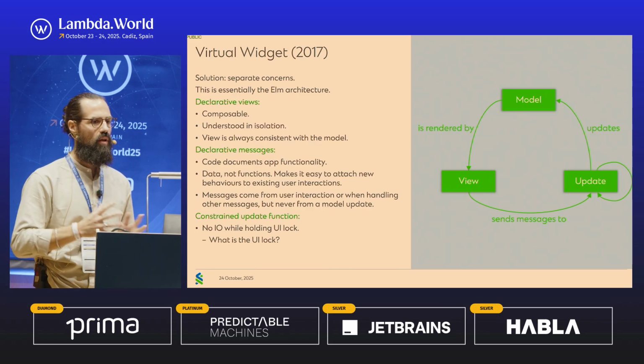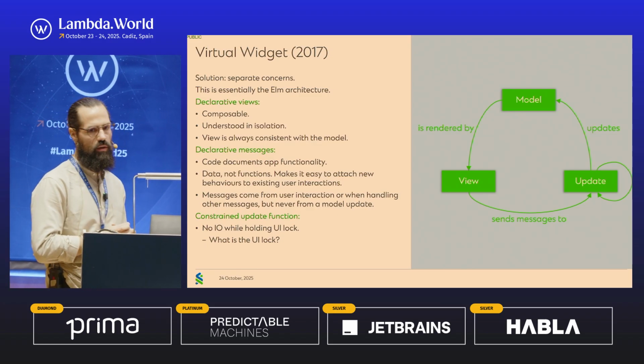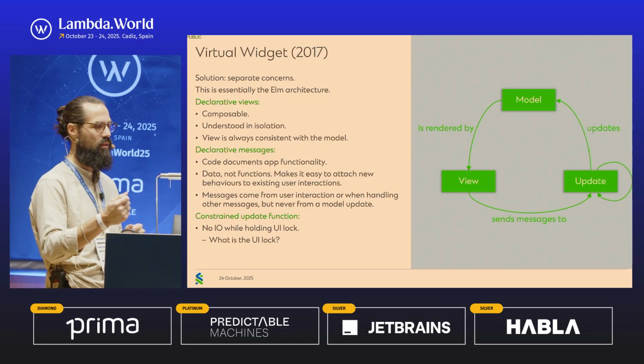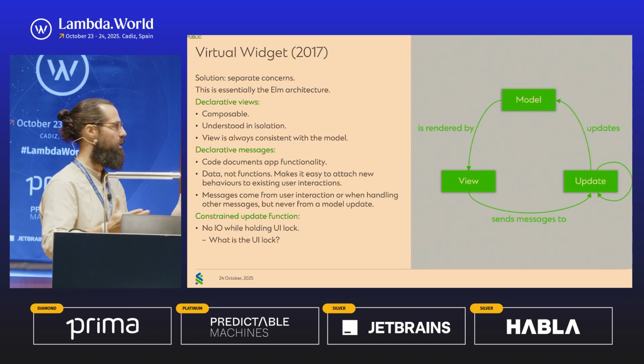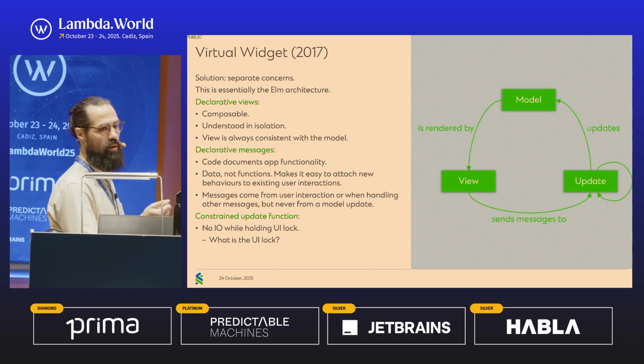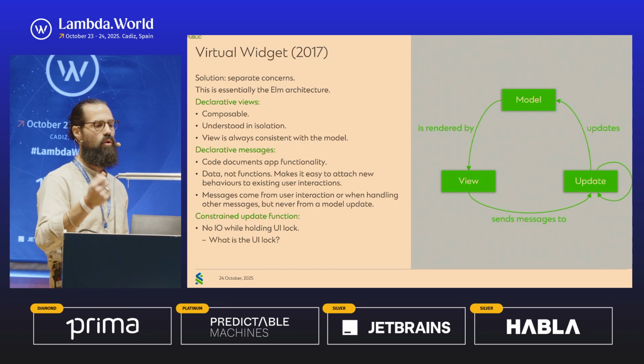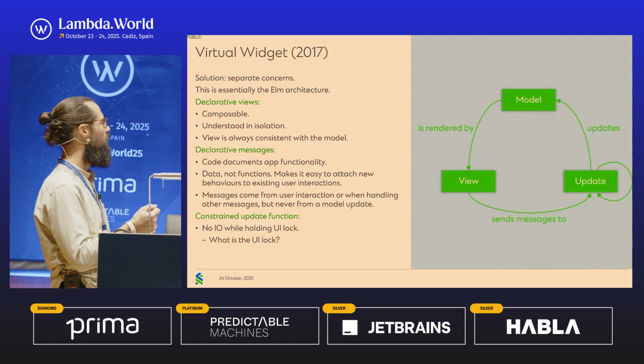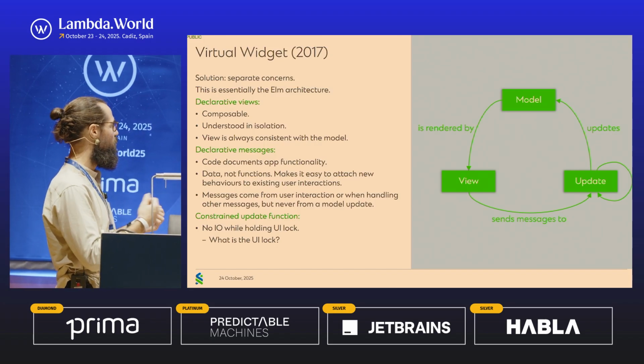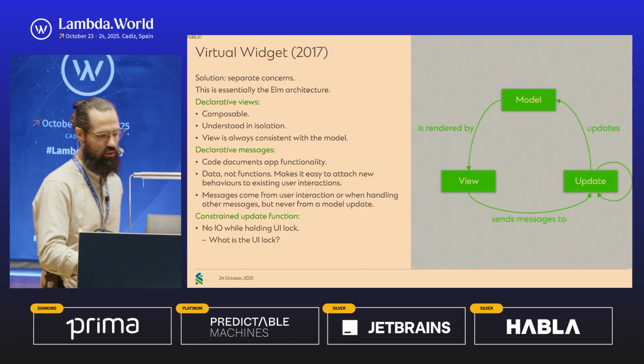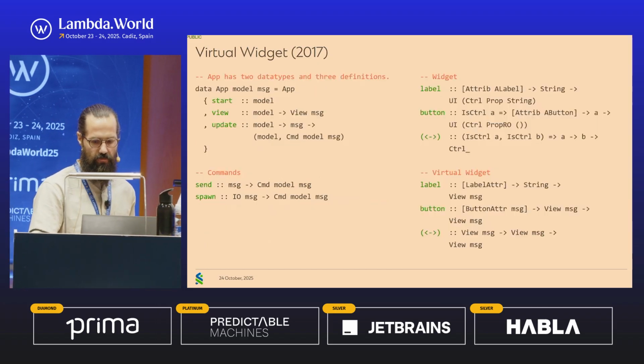A lot of the UI frameworks have a UI lock. That means you want to write single-threaded into the actual display. So entering the UI monad is extremely expensive because you need to acquire the UI lock, and then you need to do things sequentially or single-threaded. So we want to avoid that in the update function.